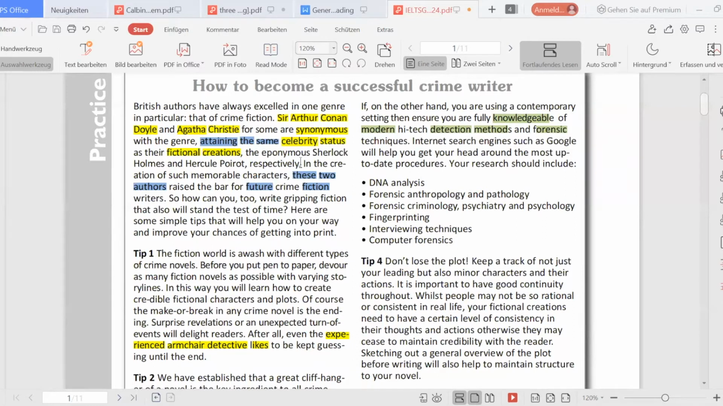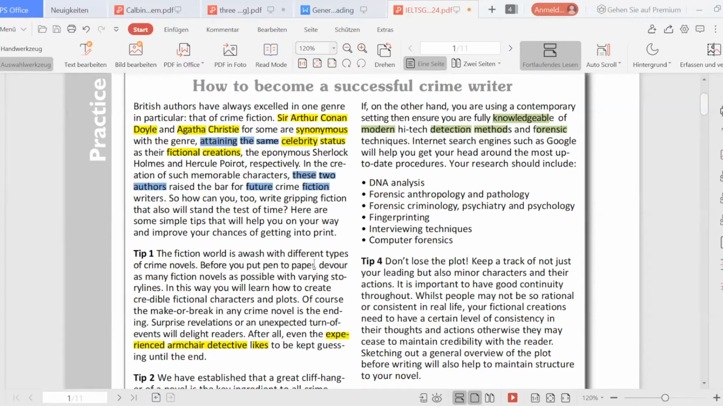Okay, so with question number 2, you don't go back and read anything, you move on from the last sentence. That's something that you would meet quite often. Of course, sometimes you'll need to come back, depending on the type of questions, to read the beginning. But when you start with the set, always move on and then figure out the answer starting from previous sentences. So the sentence after that says, "In the creation of such memorable characters, these two authors raised the bar for future crime fiction writers."